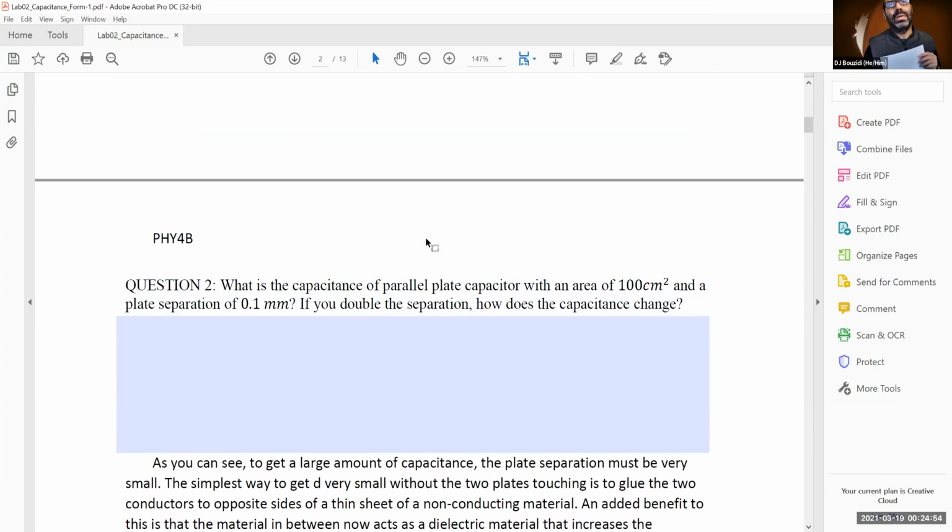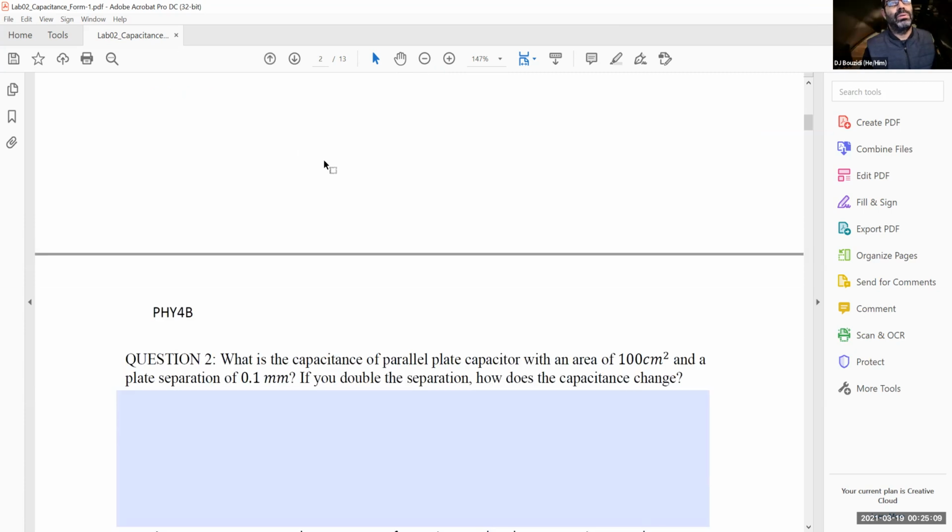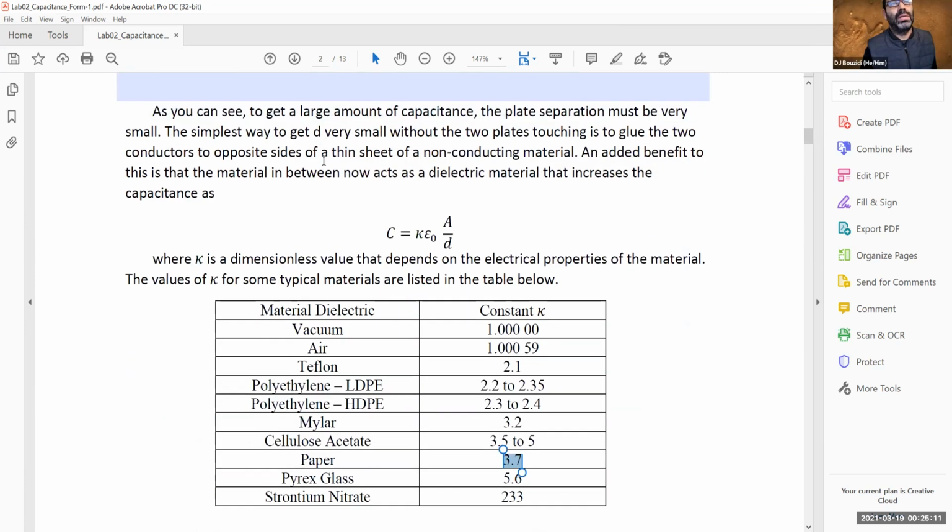So what is the number? 8.8 times 4, times 10 to the negative 12. So it's about 30 something or 35 or something like that. Or 3.5 times 10 to the negative 11 farads per meter for the capacitor that you just made.